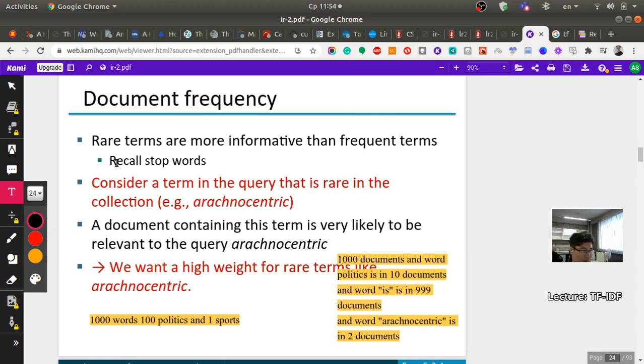So what does it mean? Rare terms are more informative than frequent terms. In this case, arachnocentric is a very rare term, and "is" is a very frequent word. So "is" doesn't give us any understanding about the document, but arachnocentric does. So we can cluster them. We can recall stop words. Stop words are common words like is, are. In Kazakh and Russian they may be like болды, kabuldadı, etc. But maybe also functional words like men, shlau are used that way.